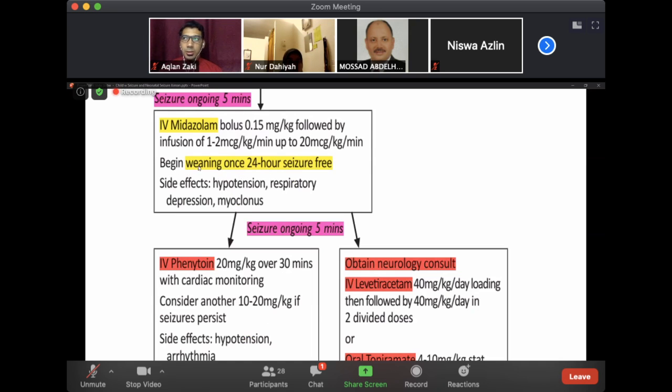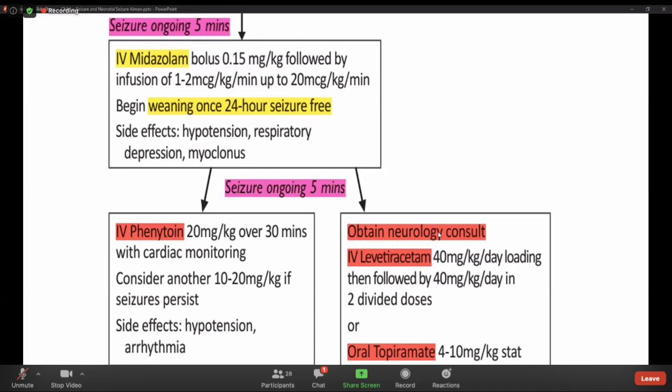If the child is seizure free for 24 hours, start weaning the child. If we give midazolam and the seizure is still ongoing, we can give IV phenytoin, or we can consult a neurological consultant.